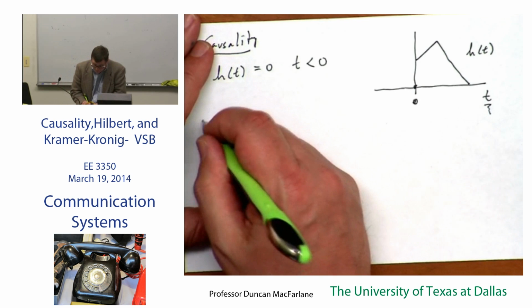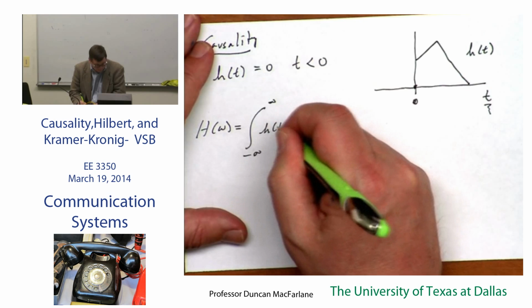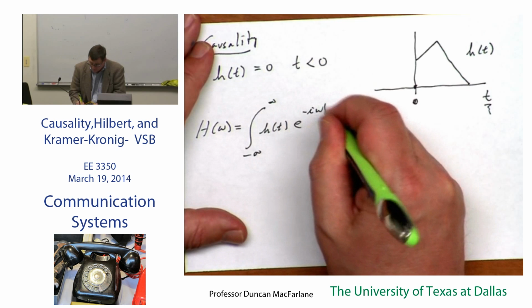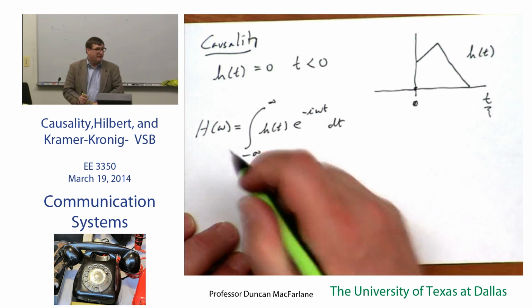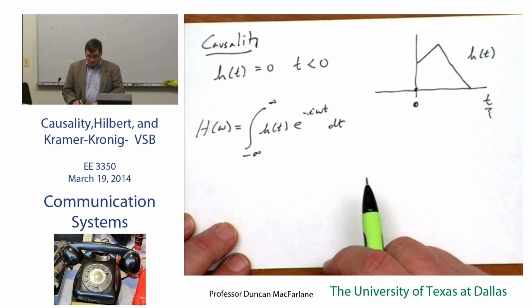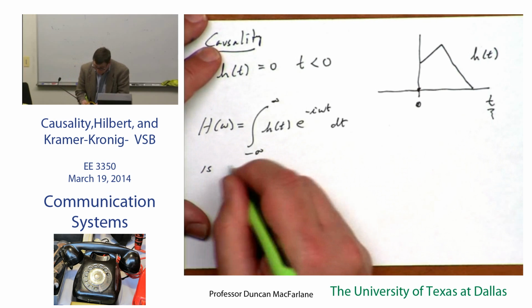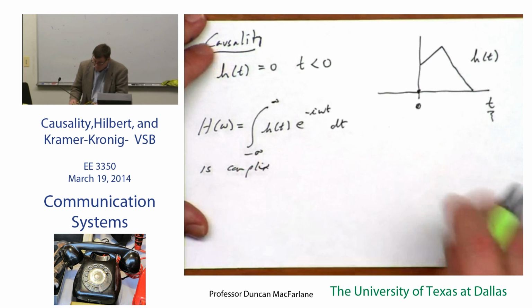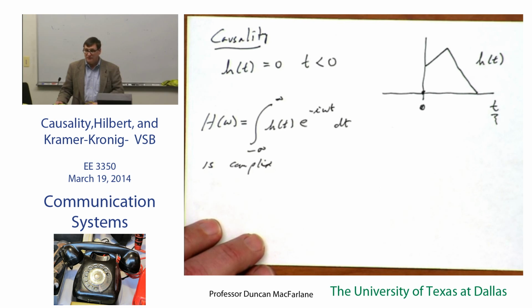And I also will say that H of omega is equal to the integral of h of t e to the minus i omega t dt. That's the Fourier transform of the delta function response. That gives me my transfer function. And what do I know about H of omega? It's complex. And the reason it's complex is because h of t is single-sided in time. So this is complex.